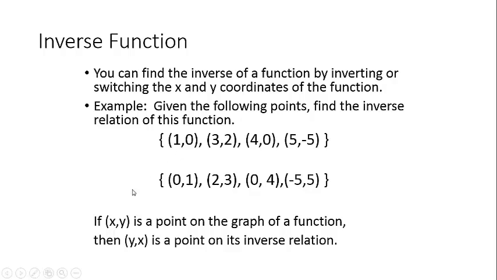If (x, y), that means if a point (x, y), for example (1, 0), is a point on the graph of a function, then (y, x), which is (0, 1), is also a point on its inverse. And now we're going to look at this graphically so that you have a better idea of what this means.